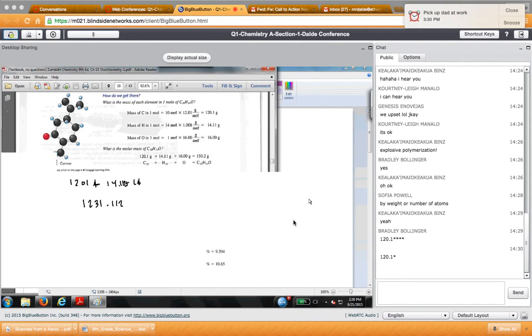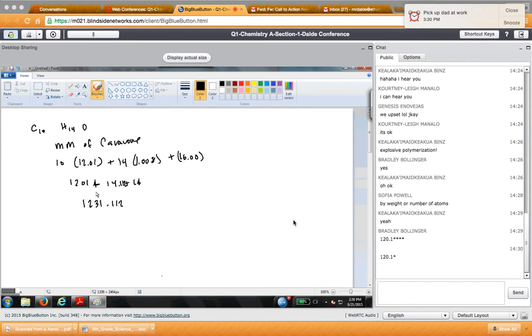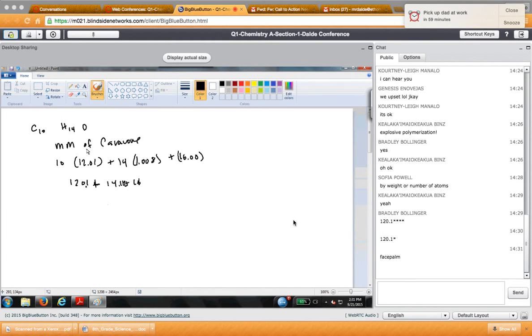Oh, I'm so dumb. You're right. I'm sorry. This is 120.1. I was multiplying by 100, not 10. All right, sorry. What's 120 plus 14 plus 16? I apologize profusely. 150.1. 150.1 grams for every 1 mole of carvone. Sound good? 150.1 grams for every 1 mole of this stuff.